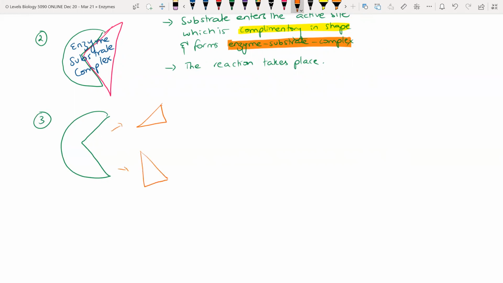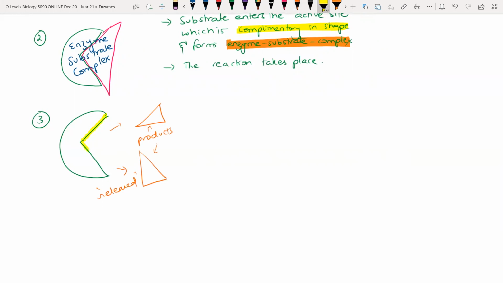So the products are formed, and then, so let me write them down. So these are the products that have been formed, okay? These are the products, and they are being released from the active site. Again, let me highlight the active site for you. So that's the active site.